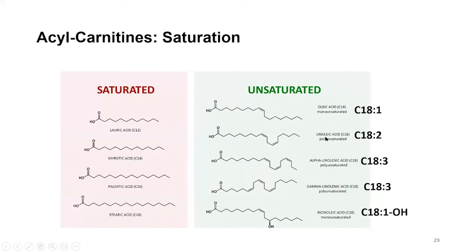This is linoleic acid. It has 2 unsaturated carbon-carbon bonds, so it's a C18:2. And then linolenic has 3, so it's 1, 2, 3, okay? And then to get ahead of myself, some of these ones will be hydroxylated, and that's where you get this OH. So here is an 18 carbon fatty acid with 1 double bond and then 1 hydroxyl group. So that is C18:1-OH. Okay.